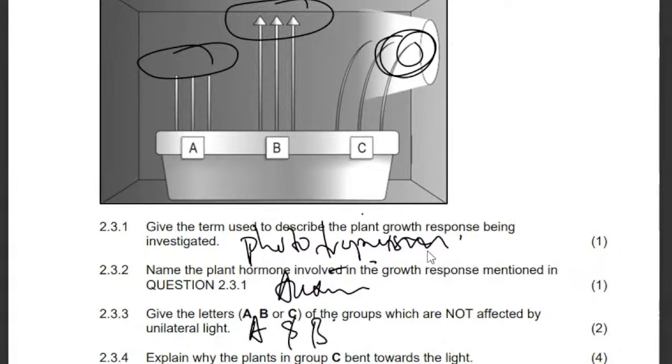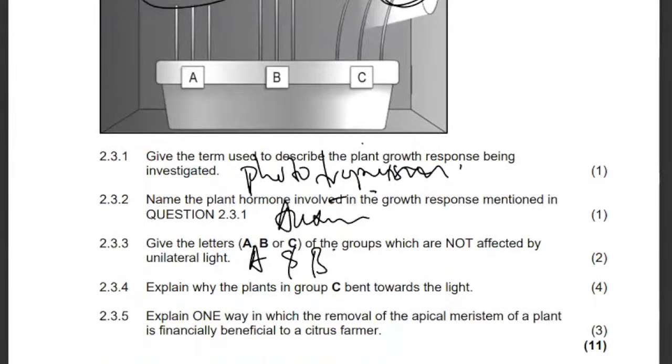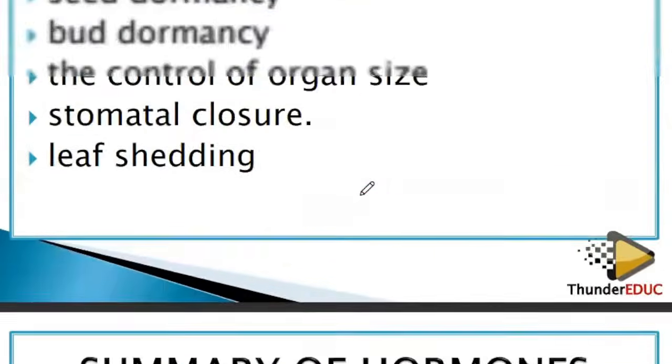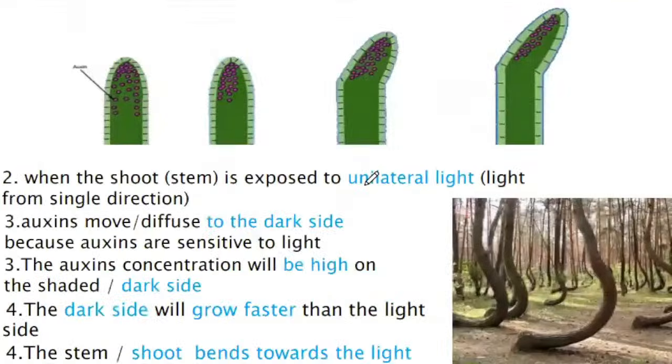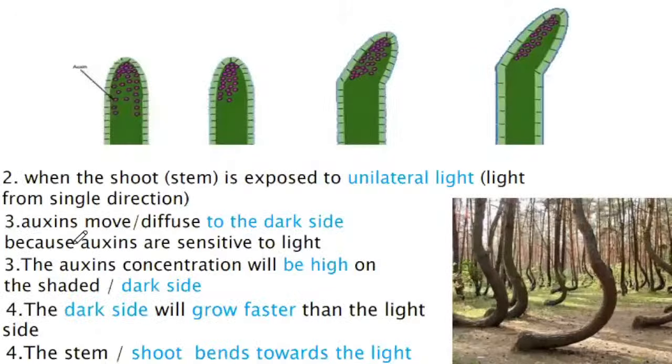Explain why plants in group C bent towards the source of light, meaning that here you explain there is high concentration. Let me just show you so that you don't waste too much time. From the distinction material, you are able to answer. So remember, this is phototropism. When the shoot is exposed to unilateral light, that's why they say it in the question, as I told you, there is no way you're going to fail. They said it here, they expose this to unilateral light. What happens next is that auxins move or diffuse to the dark side, because auxins are sensitive to light.